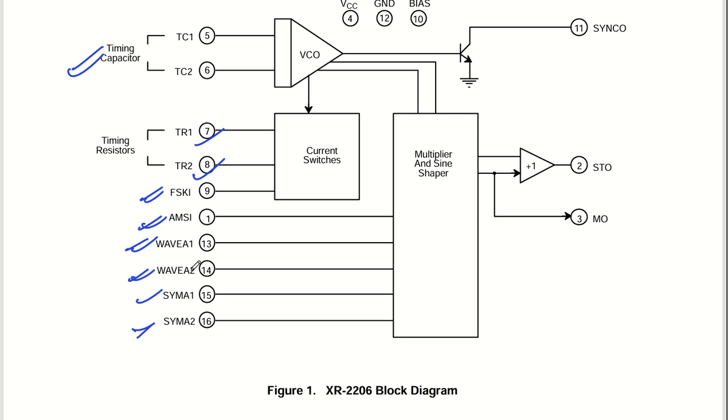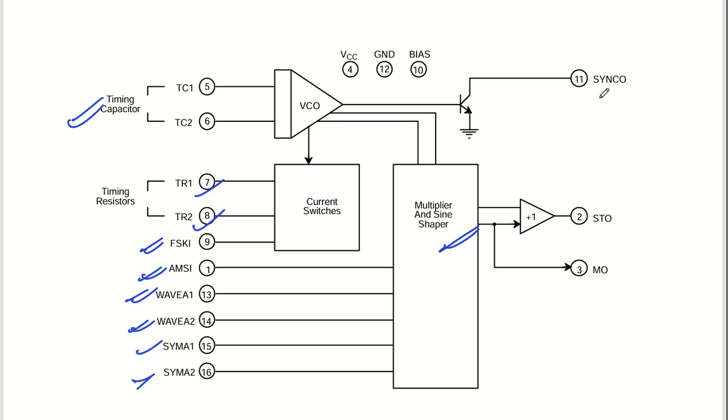We'll talk about the pin configurations as well. We have a multiplier and sine shaper. Okay, so this is the thing. And then we have a synchronized output as well at pin number 11, you can see. And we have a voltage supply, ground, and bias supply. So these are the things that are there. Very simple circuit in block diagram, as you can see here.